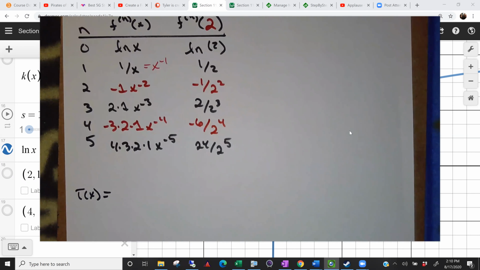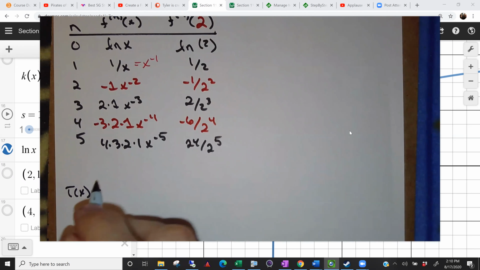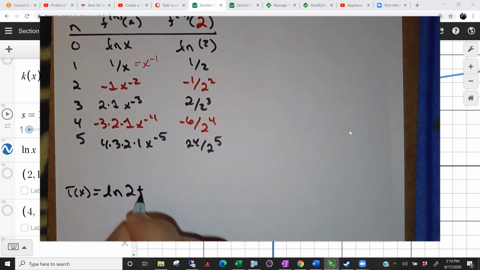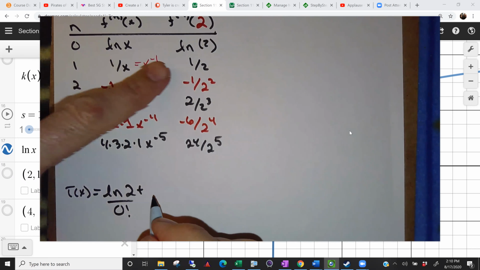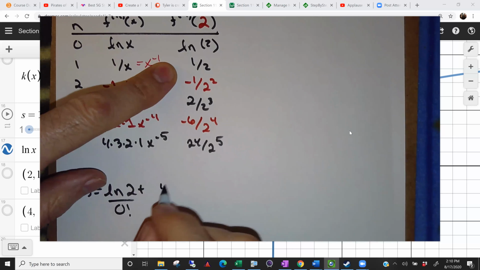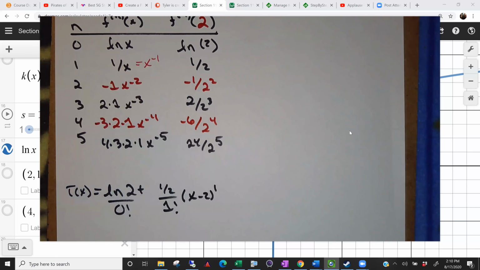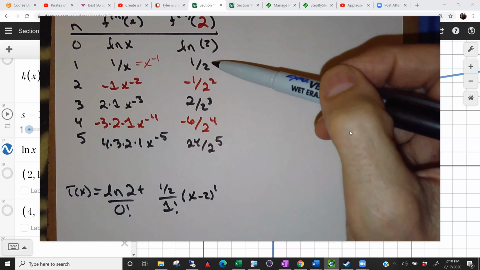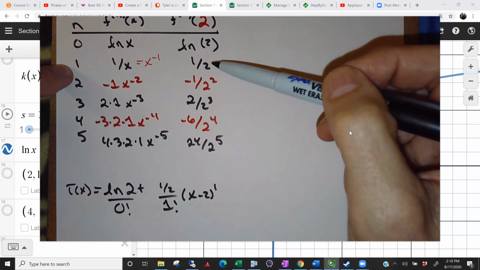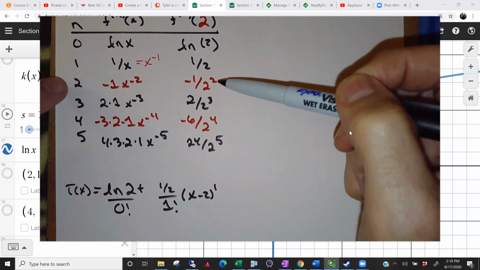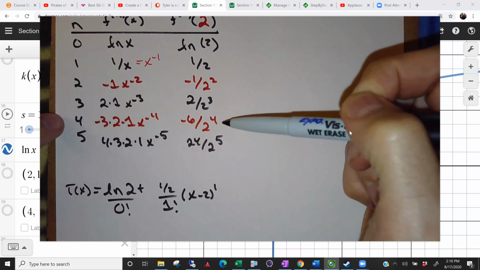I'll call it T of x. T of x is going to be ln of 2 divided by 0 factorial, which you don't have to write if you want, times x to the 0. I'm not writing that. Then the second one is going to be 1/2 over 1 factorial times x minus 2 to the first power. So it's your function divided by 1 factorial, and then the function at 2 divided by 2 factorial, and so on. These are the numbers that we need.